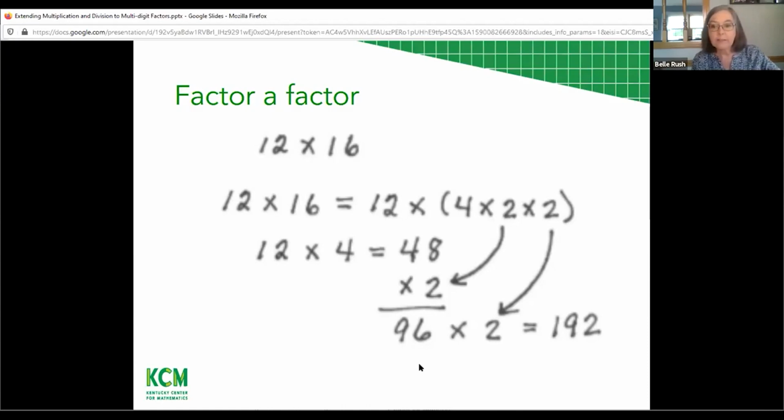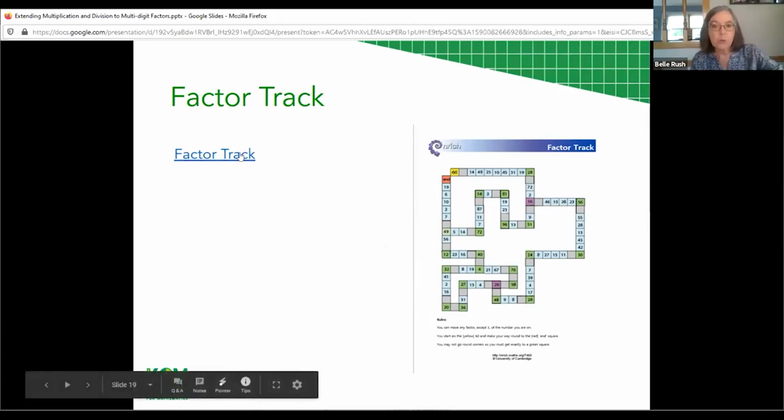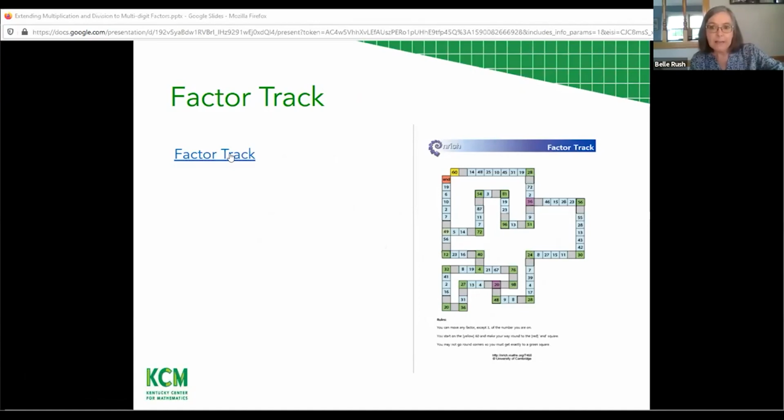So there's that strategy. And then there's factor track, and I'm looking at the time, and we're not going to have time to look at every game, but I do want to show you real quick this factor track. It has a practice section on there, and I've also included it in your packet, a hard copy. This practice page, are you all seeing this screen with the game?